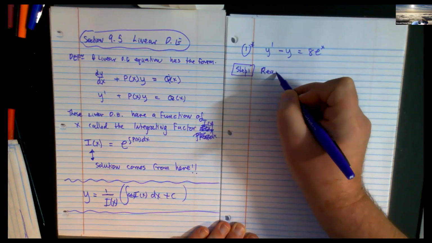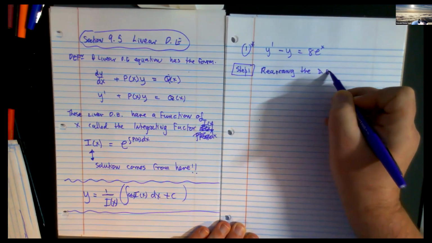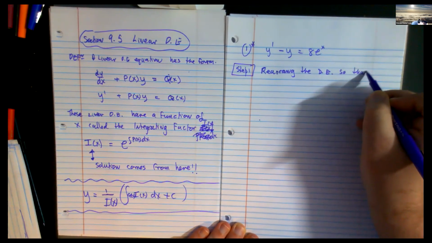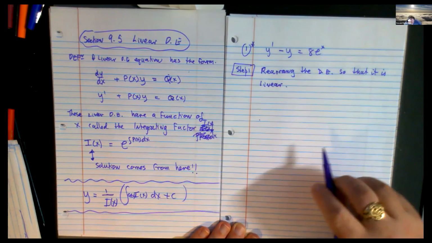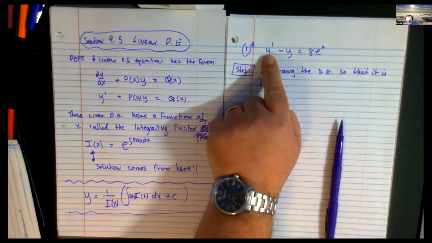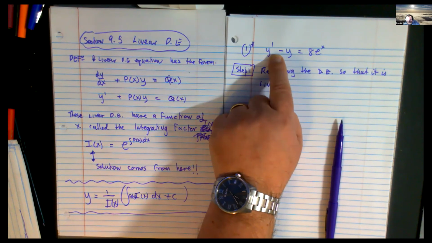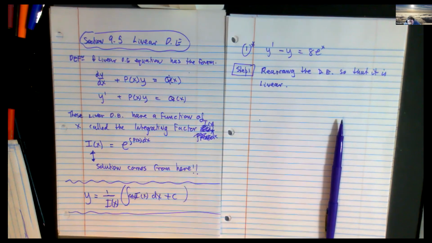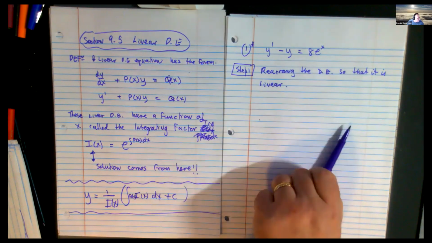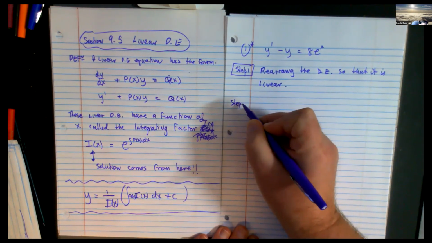Rearrange the differential equation so that it is linear. Now, what does that mean? It means make sure this guy is y dashed, make sure this guy is dy by dx, and make sure that you've got so many y's next to it, and then equals whatever the x's are goes here. Now, in this particular question, it's already good to go, so that step didn't happen. But in general, that would be your first step.